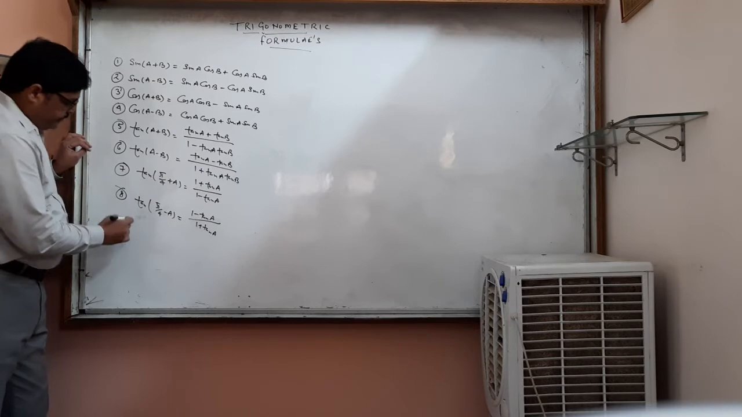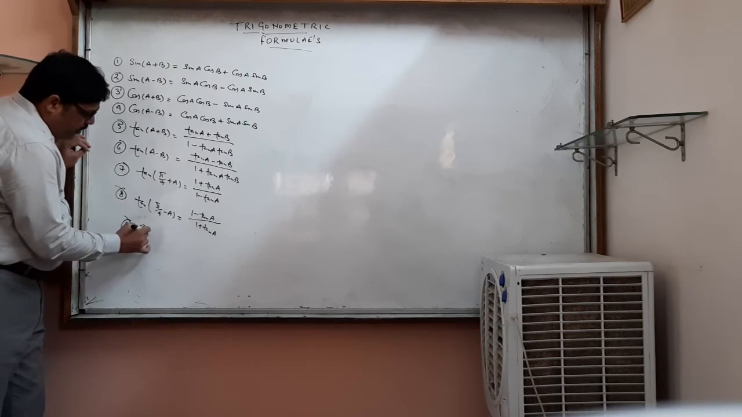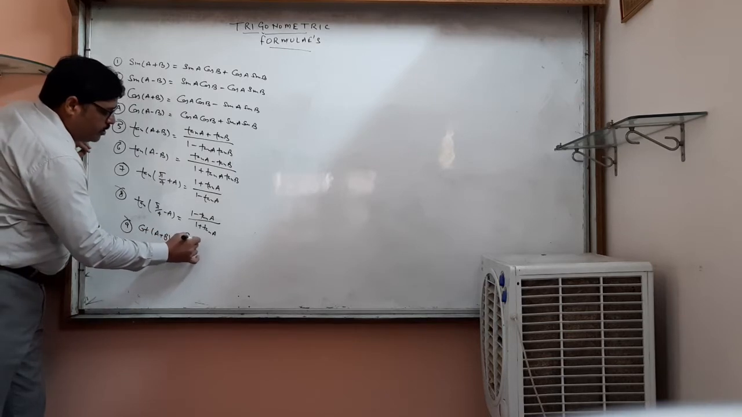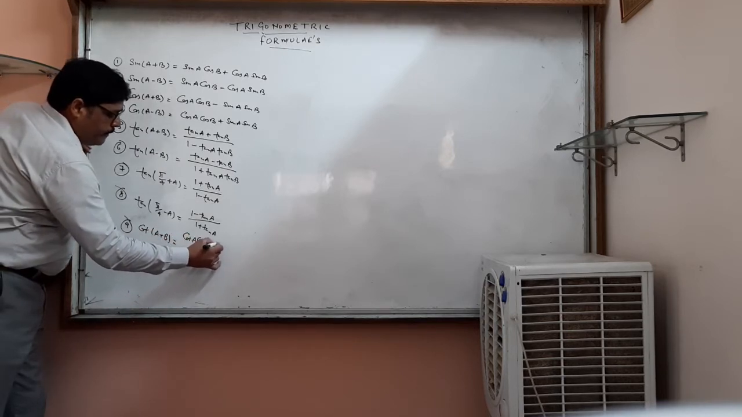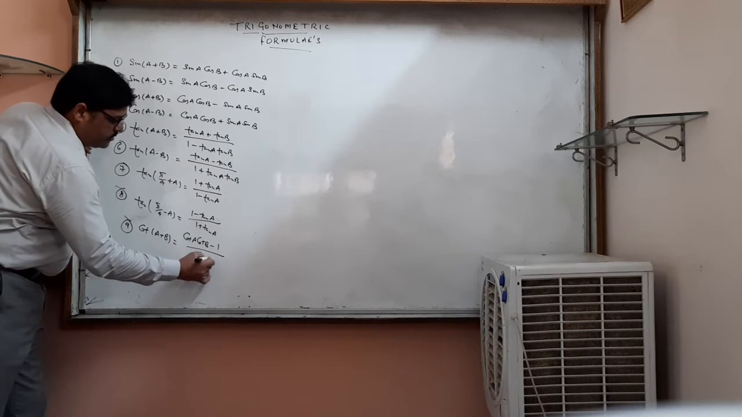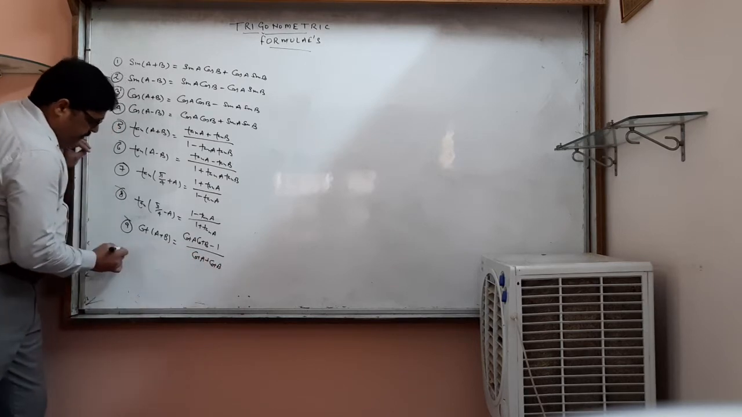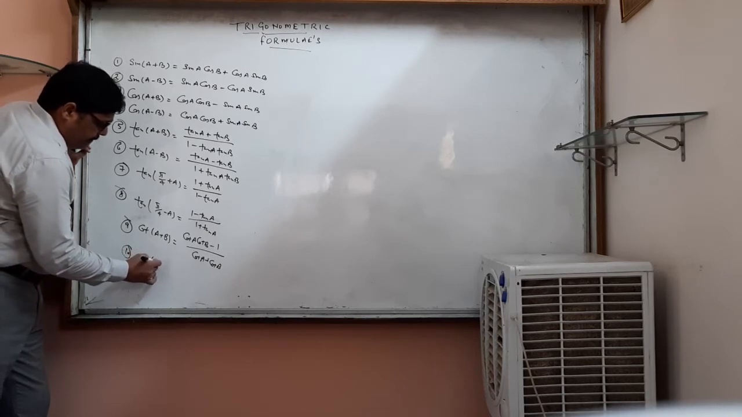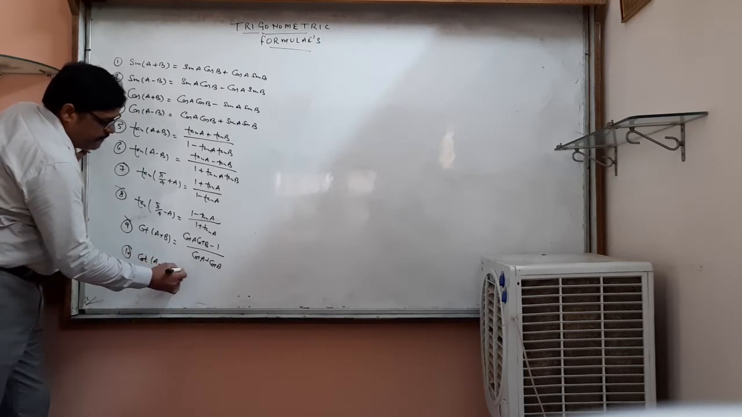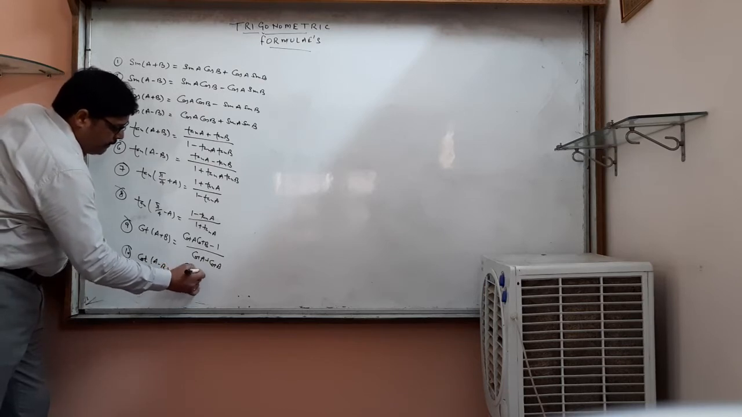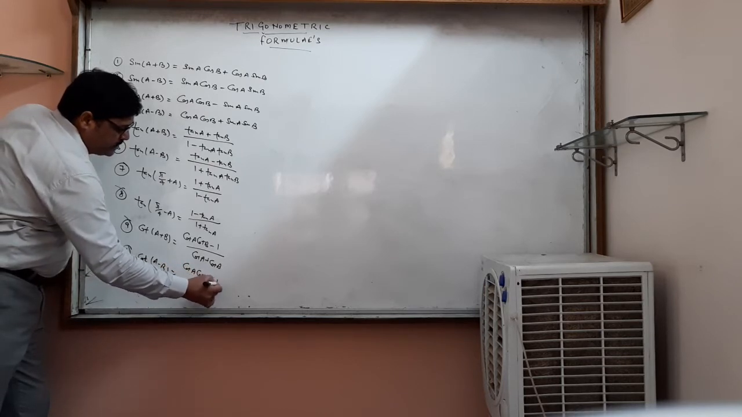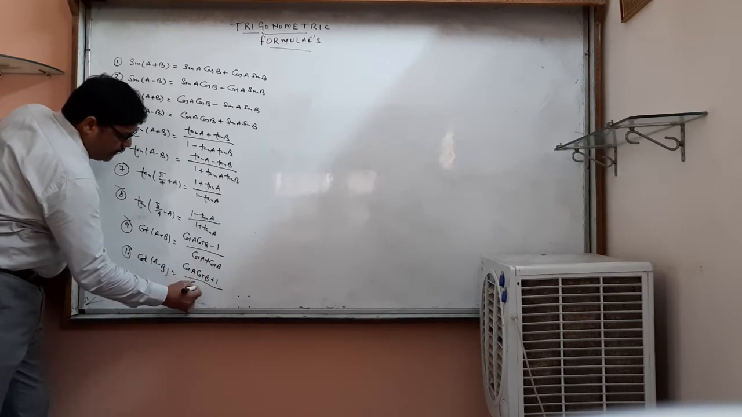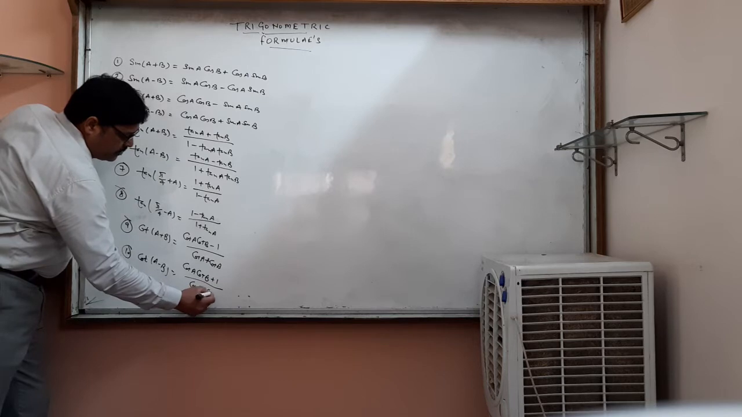Next one. Cot A plus B is cot A cot B minus 1 upon cot A plus cot B. Next is cot A minus B, which is cot A cot B plus 1 upon cot B minus cot A.